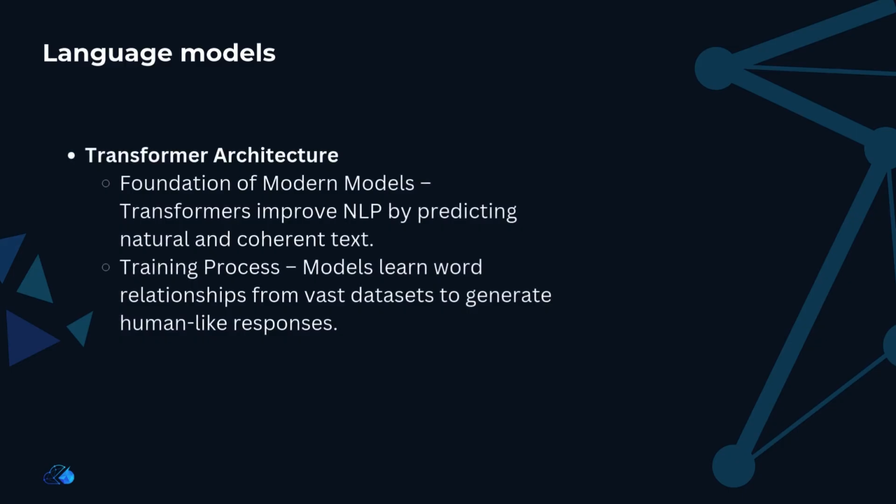Modern large language models are built on a transformer architecture. This architecture extends previous techniques that successfully modeled vocabularies for natural language processing, or NLP, enabling models to generate human-like text.